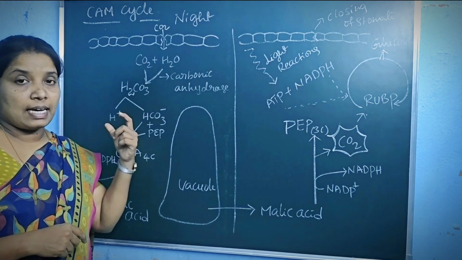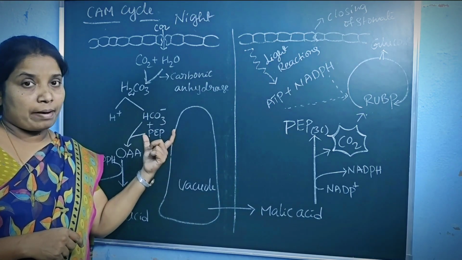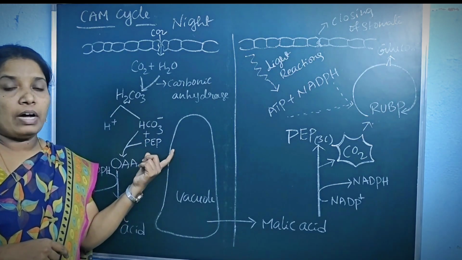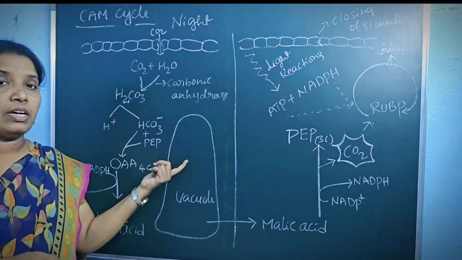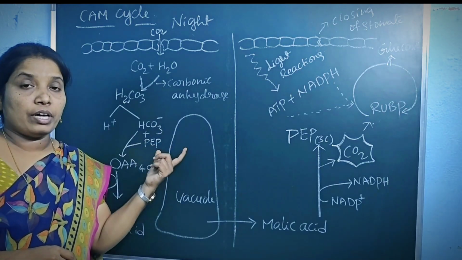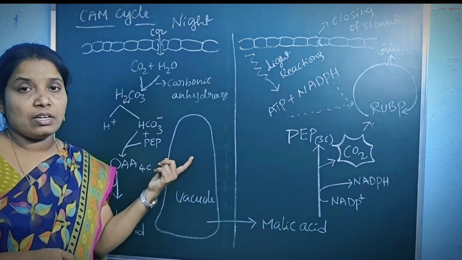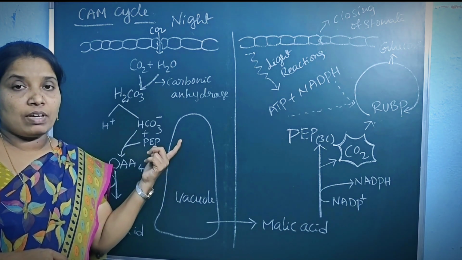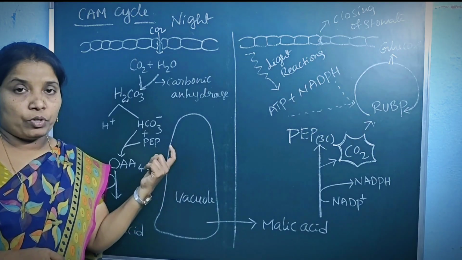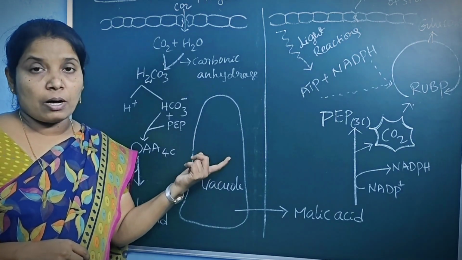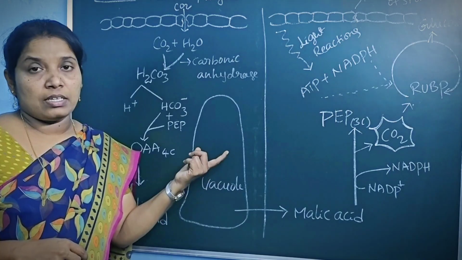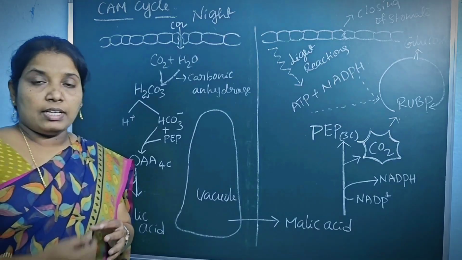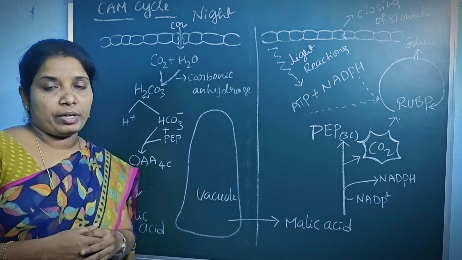Plants which show this kind of metabolism are called CAM plants. Succulents, which are xerophytes, show this kind of adaptation, like cacti and Opuntia. Why? Because they live in arid environments. To avoid water loss, they close their stomata during the daytime, and in this way they overcome the water loss. Not only xerophytes, but also some members of the Euphorbiaceae and Orchidaceae families show this kind of metabolism. Let's see how CAM plants perform the CAM cycle.